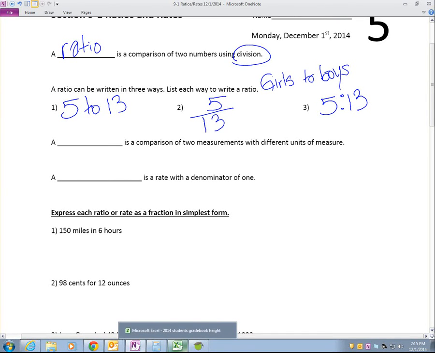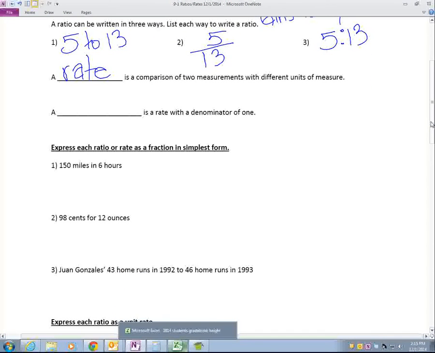A blank is a comparison of two measurements with different units of measure. That one is a rate. Then we have, blank is a rate with a denominator of 1. That is a unit rate. A unit rate.